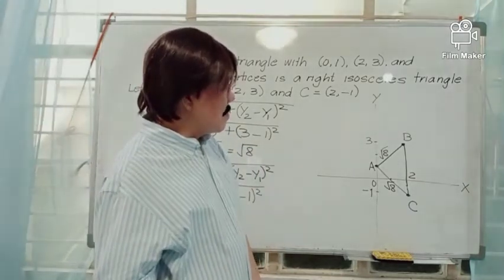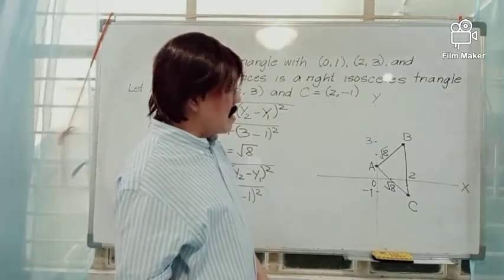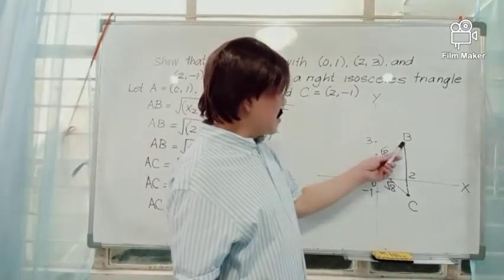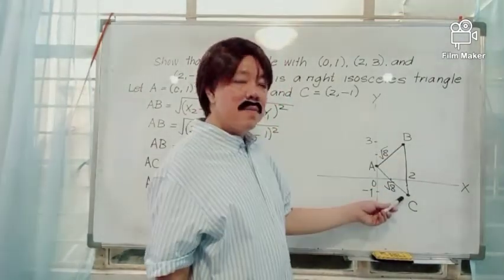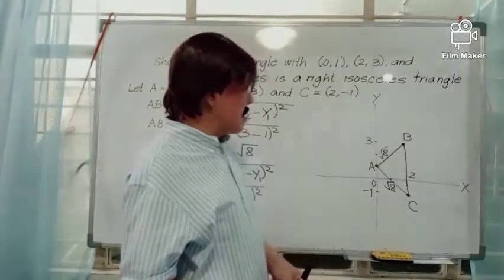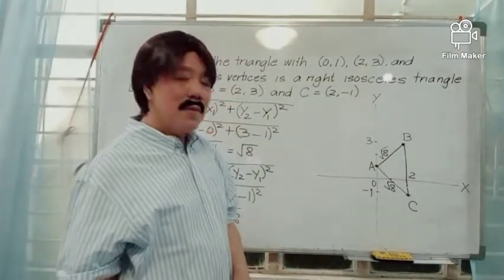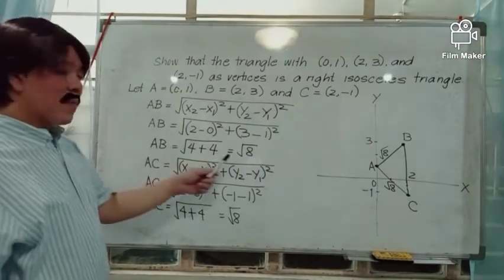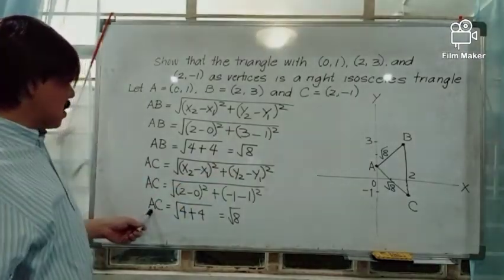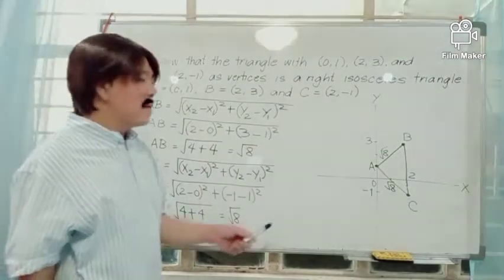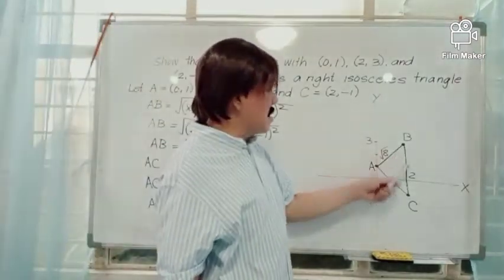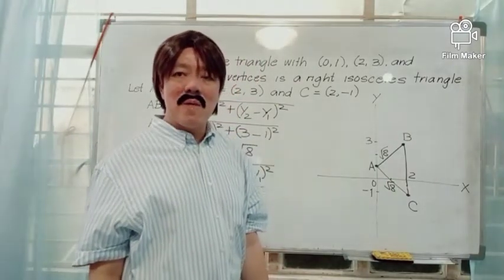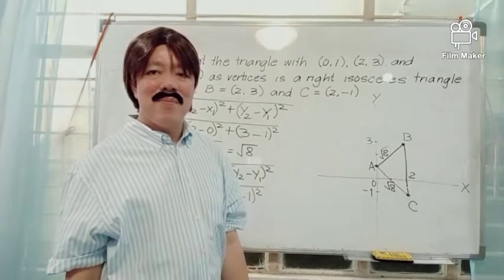And we take the hypotenuse as this third side through the vertices B and C. We have now the distance between AB, square root of 8, and the distance between AC, square root of 8. Now we will find the distance between the vertices B and C, and we will verify the Pythagorean theorem.